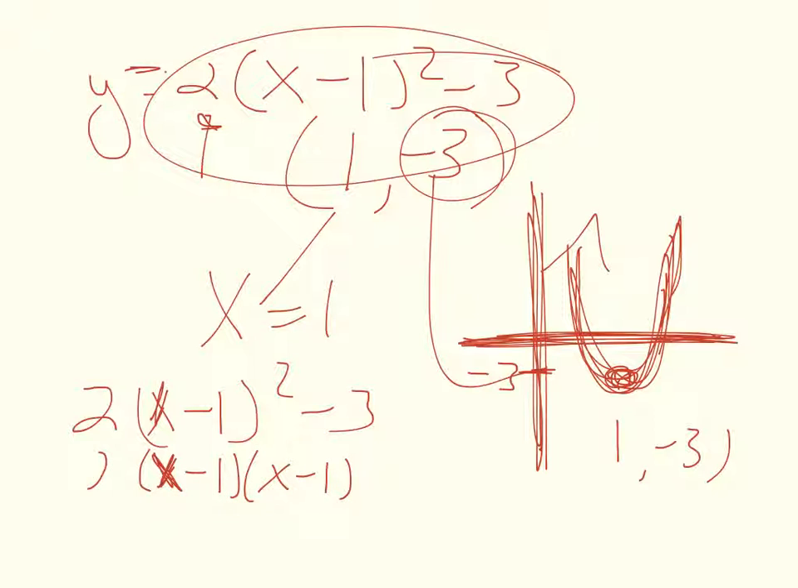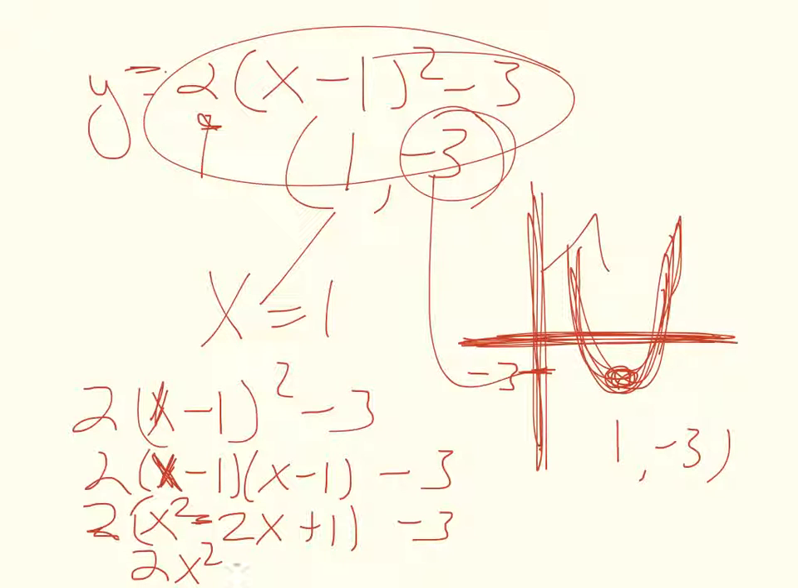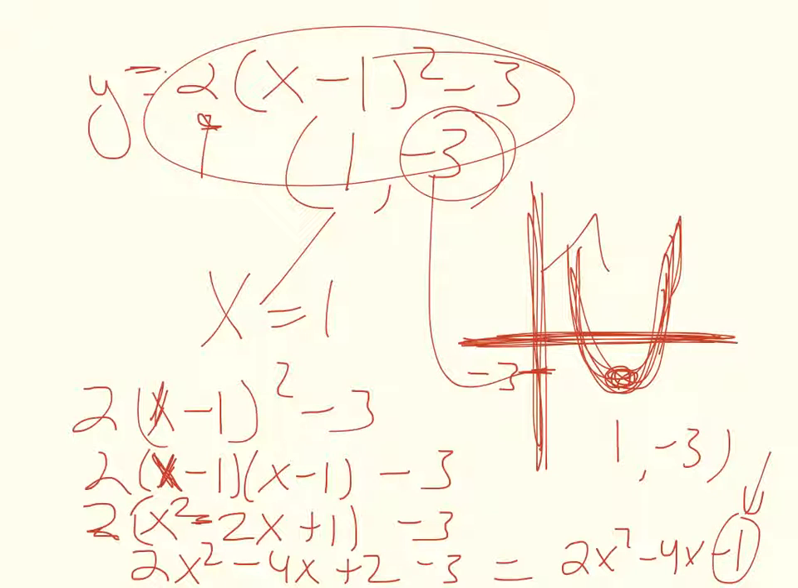x minus 1 times x minus 1, times 2, subtract 3. That's going to be 2 times x squared minus 2x, I'm going to do this in one step, plus 1, minus 3, which is 2x squared minus 4x plus 2 minus 3, which then is equal to 2x squared minus 4x minus 1. There's my c value. There is my y-intercept.